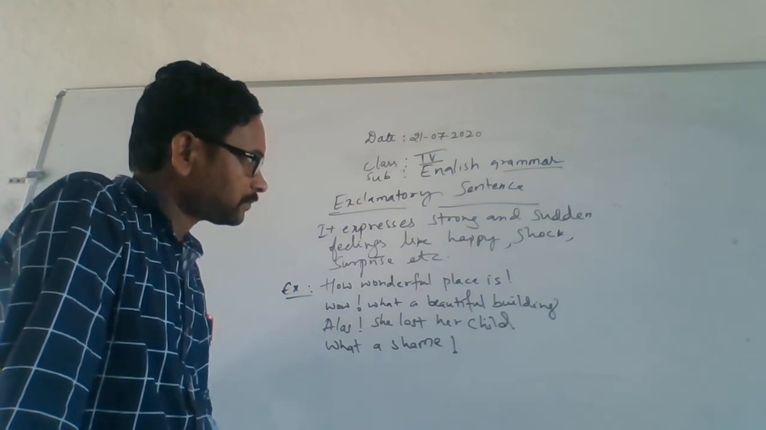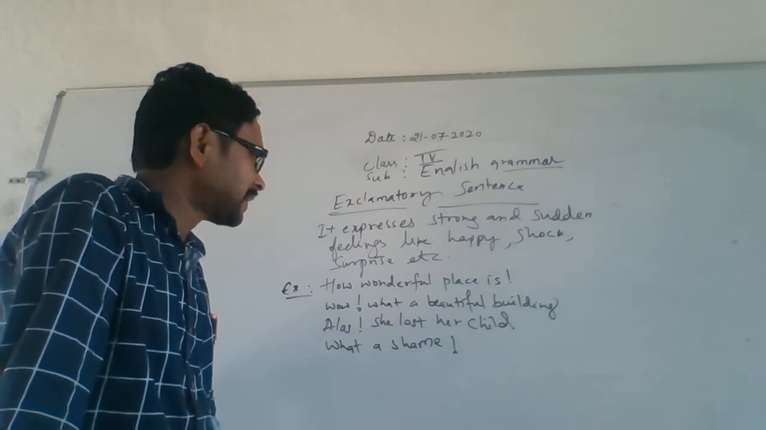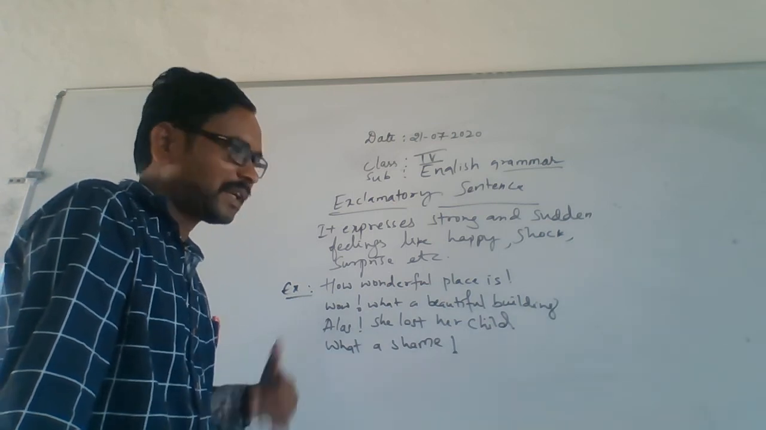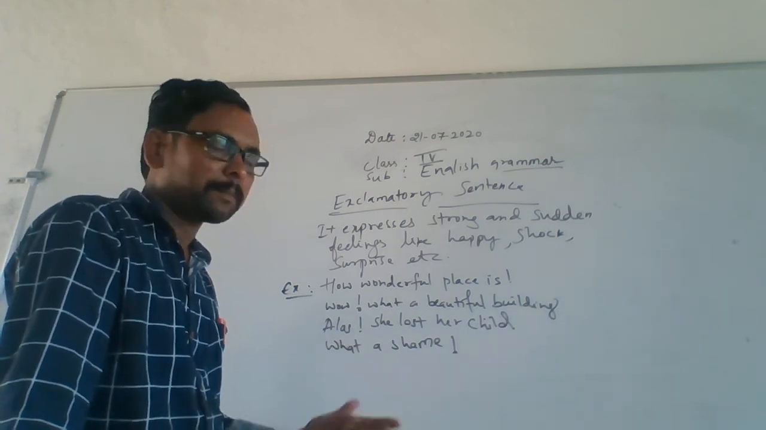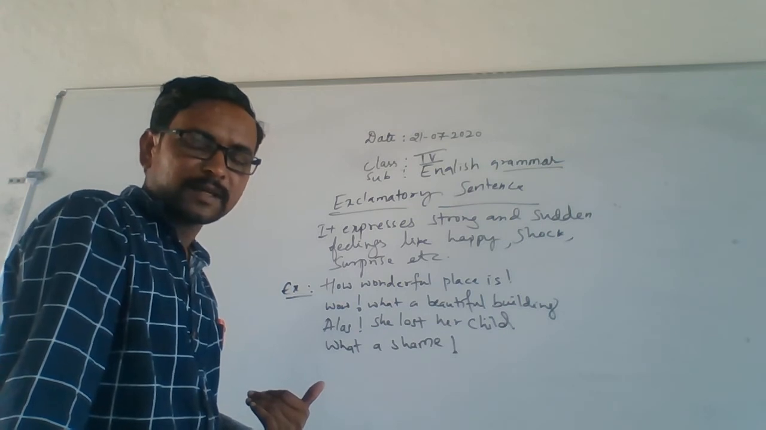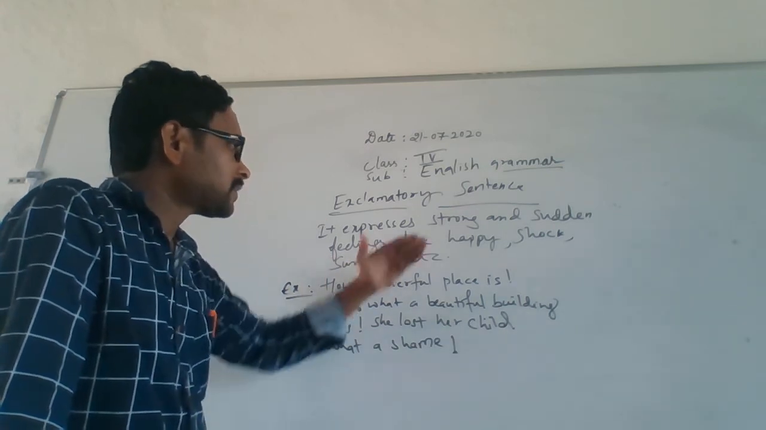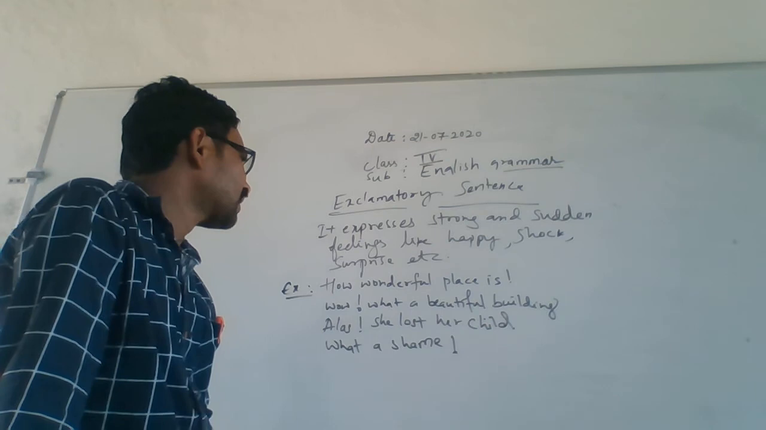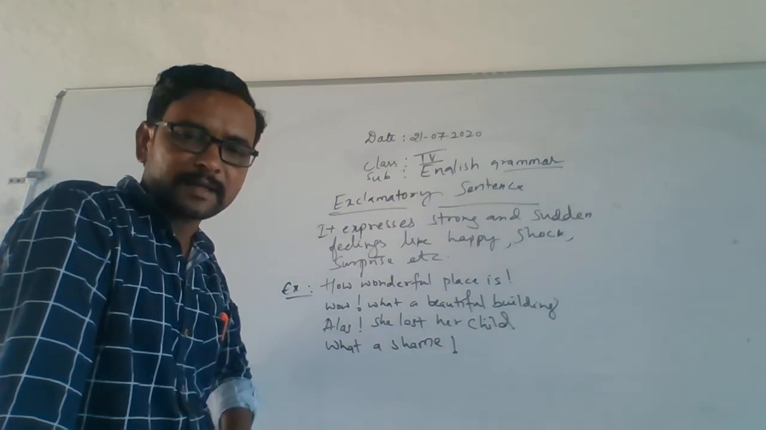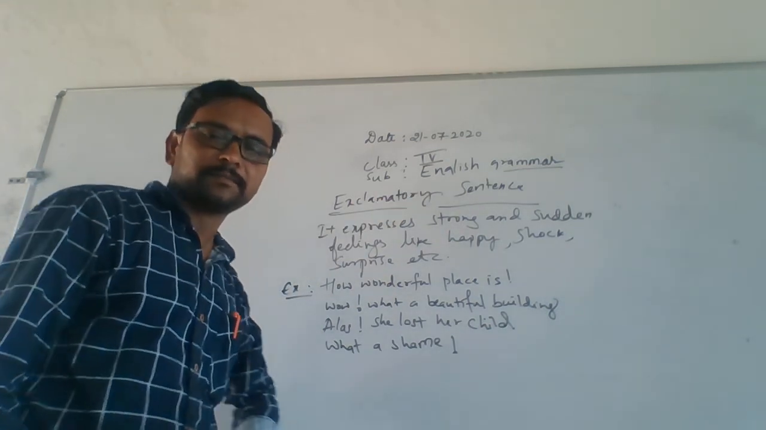They express strong and sudden feelings. When you see a snake, automatically you feel what? You express suddenly, hey, what a poisonous snake. Is it understood? So they express strong and sudden feelings. Those are called exclamatory sentences. Is it understood?